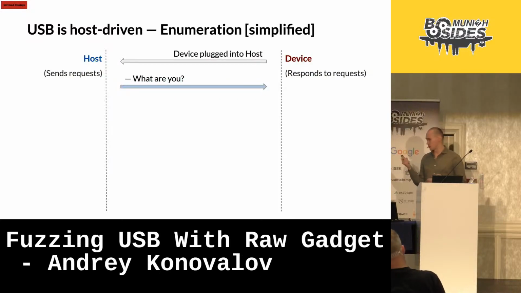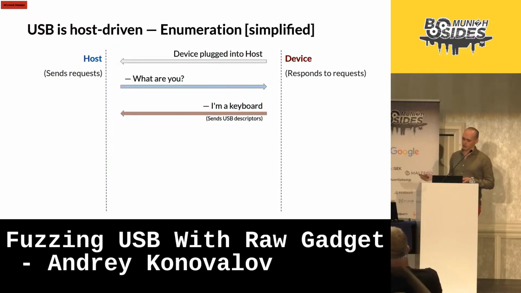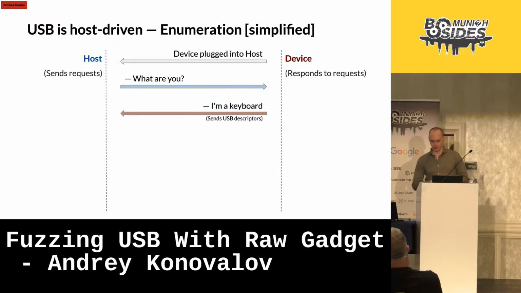The host asks the device, what kind of device are you? And the device, for example, responds, I'm a keyboard. This response is done by the device sending a few structures to the host, and these structures are called USB descriptors. These descriptors encode information about the device. So, for example, they encode the class ID, which is a keyboard, and the device manufacturer and so on. There's quite a lot of stuff.